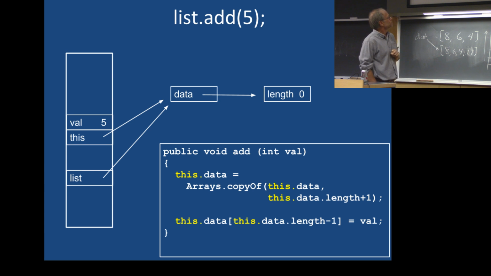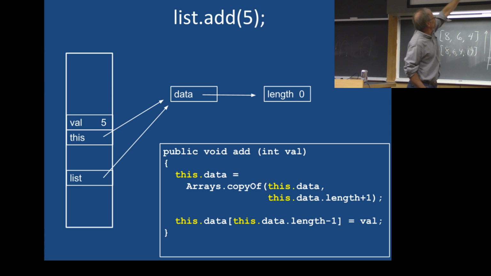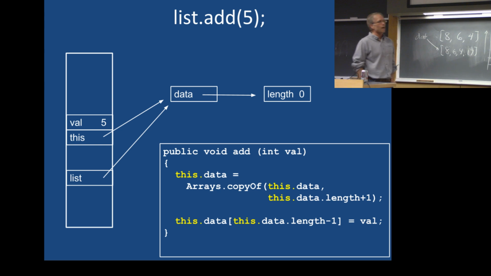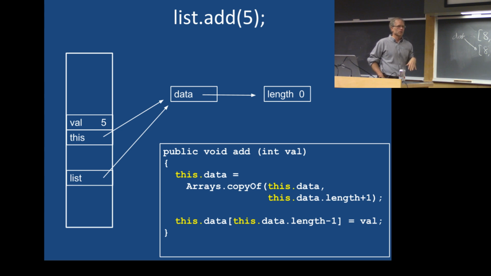That's one parameter. How does it get this.data.length? Follows the arrow from data to length. This to data, data to the array, the length field is 0. So it passes the reference to data and 1, 0 plus 1, to the method Arrays.copyOf. Now I haven't animated that method call, but it would have its own stack frame. It's going to return a new array that's 1 bigger.